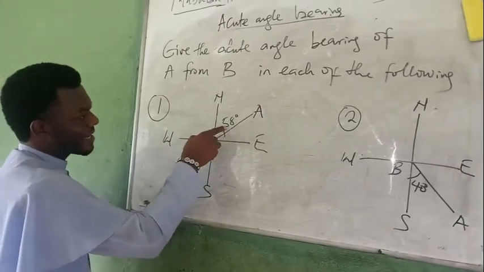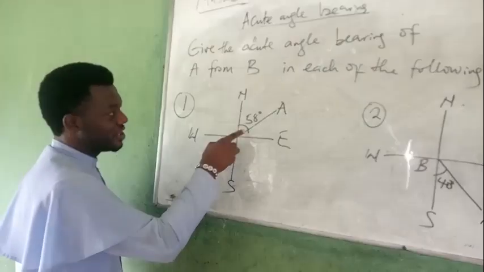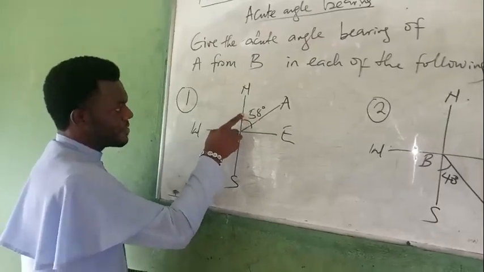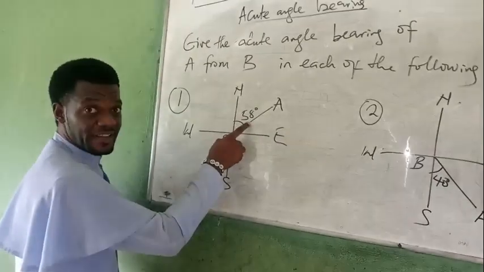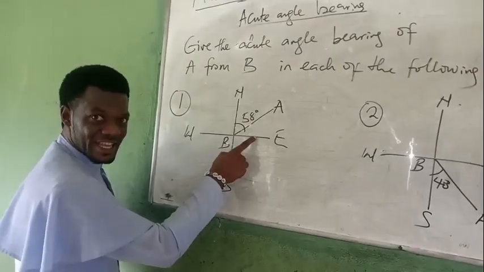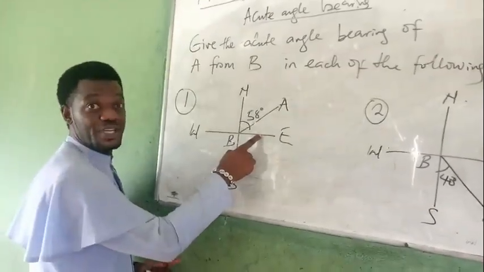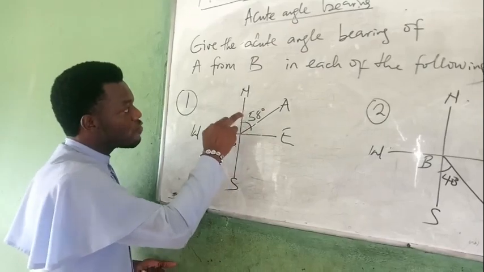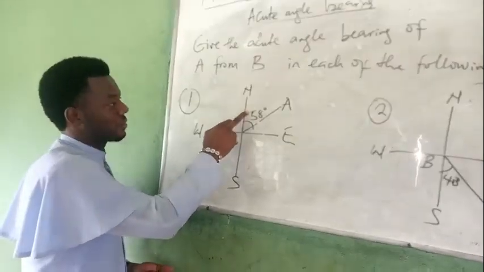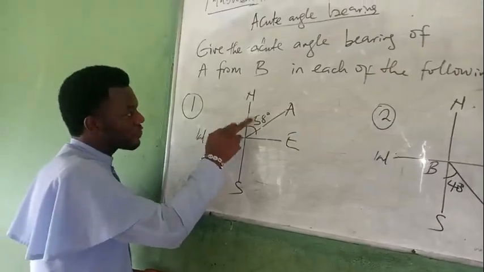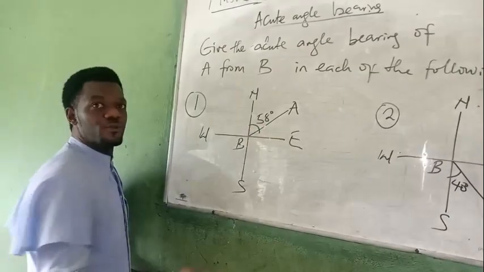A is making an angle of 58 degrees from here to here. If from here to here is 58 degrees, it means that from here to here, as you already know, should be 90 minus 58. But we are calculating from the north. So from the north to this place is 58 degrees, so we have no problem with that.